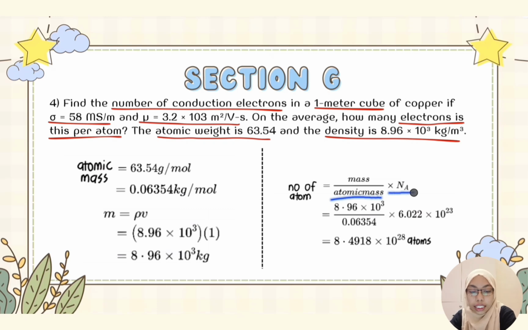We can find the number of atoms, which is equal to mass over atomic mass times with Avogadro numbers. And then we can get 8.96 times 10 to the power of 3 divided with 0.06354 times with 6.022 times 10 to the power of 23, and we can get number of atoms is 8.4918 times 10 to the power of 28 atoms.